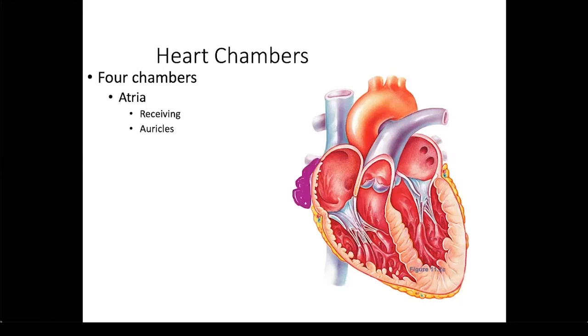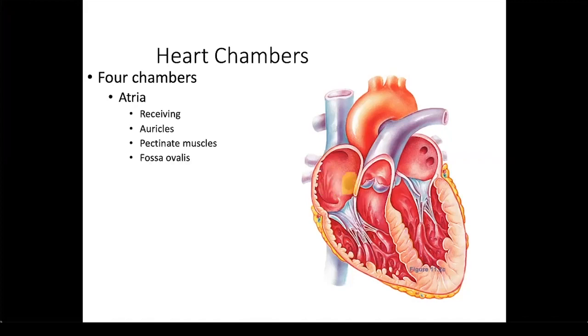In addition, the atria have pig-like ear structures that extend the volume of the atria, called auricles. I've drawn one in purple. Inside the atria are ridges or columns of cardiac muscle called pectinate muscles. These are obvious in the auricles.